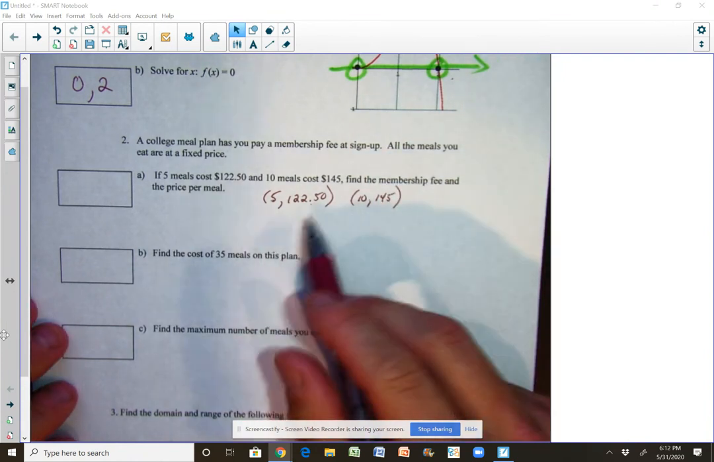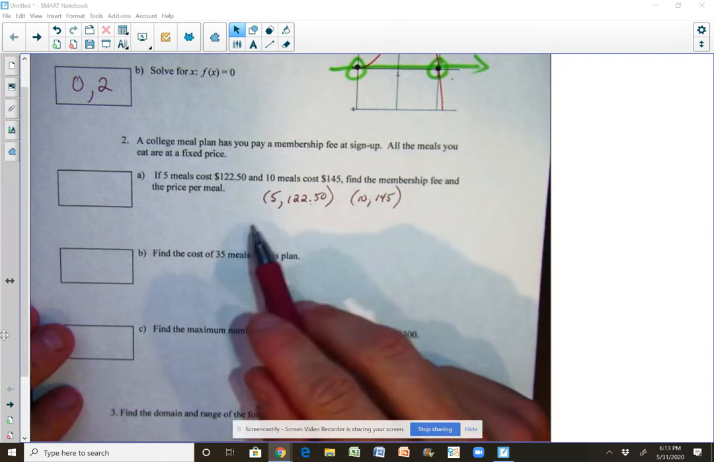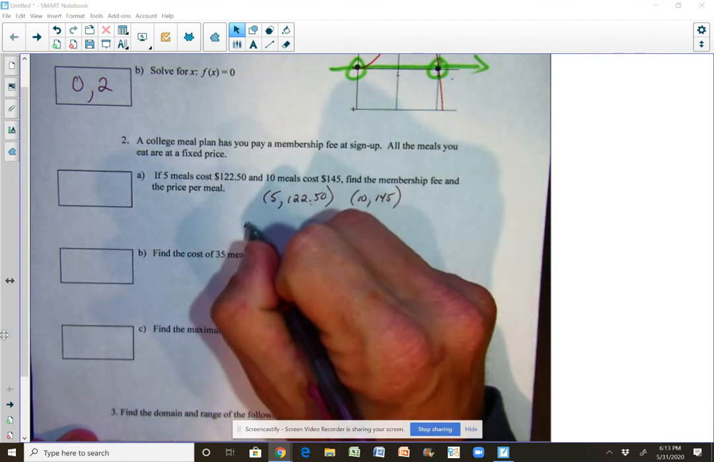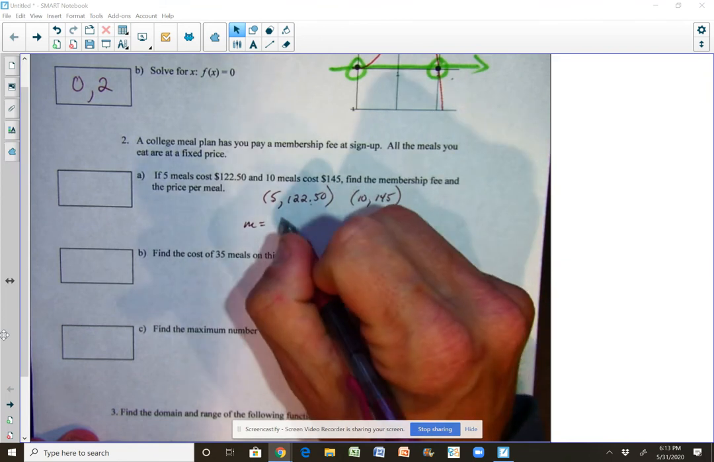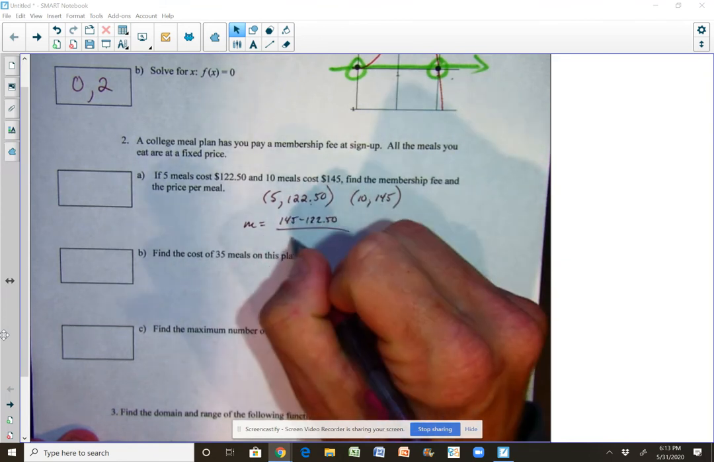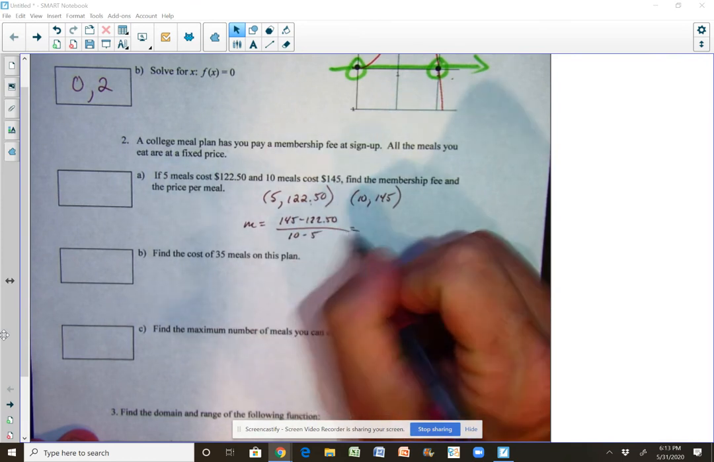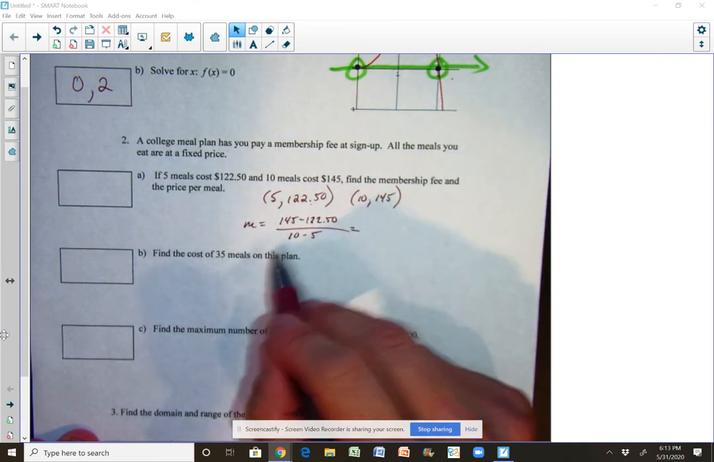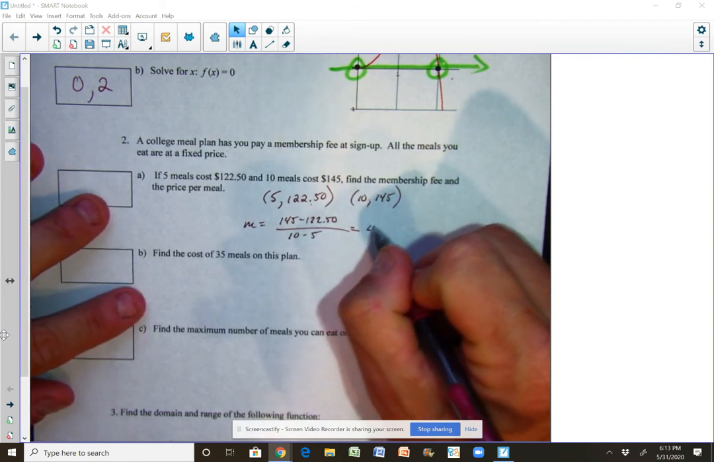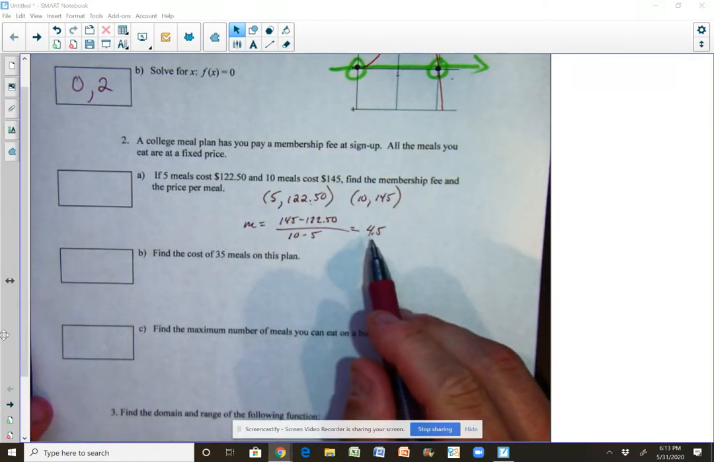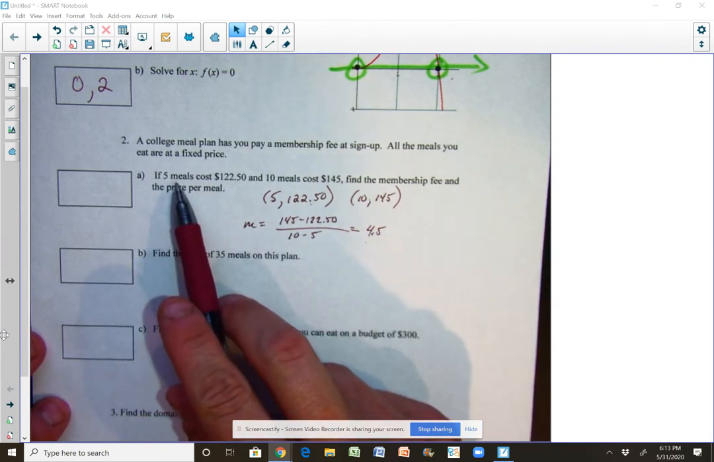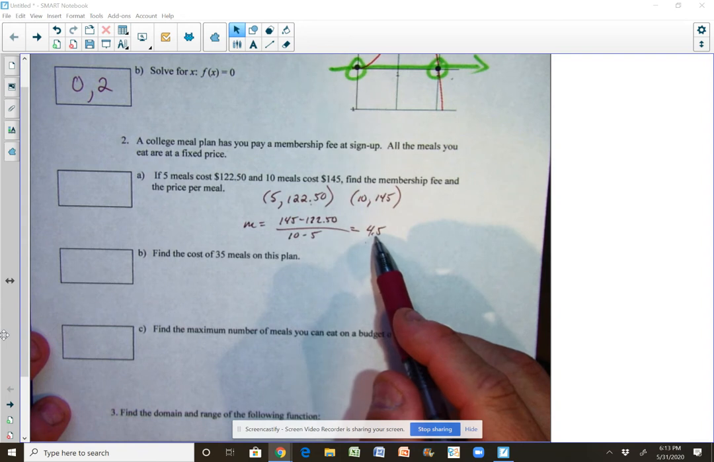You could use a linear regression, but if it asks you to solve algebraically, the first thing you'd have to do is find the slope. So 145 minus 122.50 divided by 10 minus 5. That's just delta y over delta x, y2 minus y1 over x2 minus x1. This comes out to be 4.5. That slope value is the price for each meal, so that's the per meal cost.